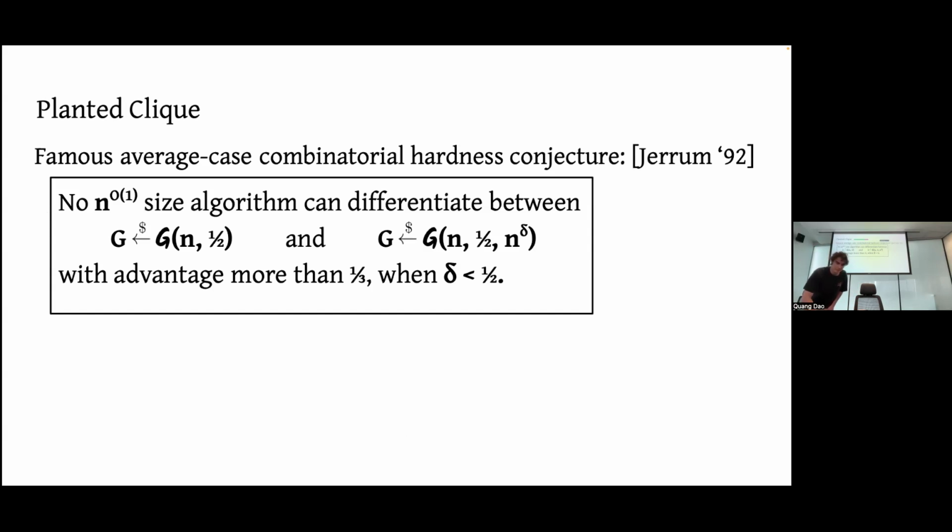Now, the planted clique conjecture is probably the most famous and the oldest average case combinatorial hardness conjecture. We have references going back to 1992, although it appears that it's been discussed in literature significantly before that. The conjecture says that no polynomial size algorithm should be able to distinguish between a graph drawn from the unplanted Erdős-Rényi distribution and the planted Erdős-Rényi distribution, but with two qualifications. The first is that the advantage can't be more than 1/3. So instead of negligible, we're saying 1/3. And we also need to take delta less than 1/2. So roughly speaking, the clique needs to be small enough.